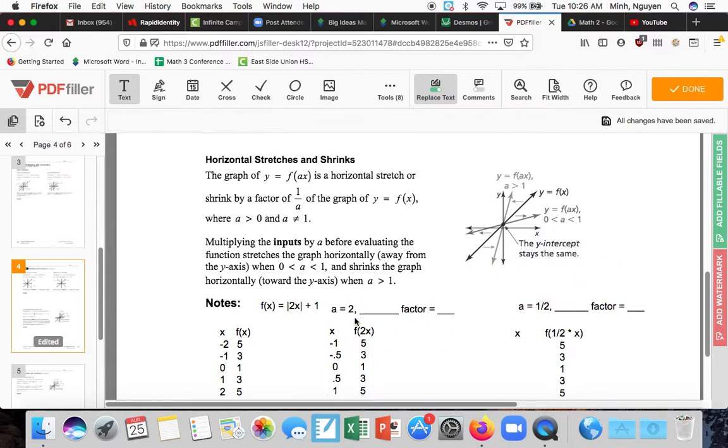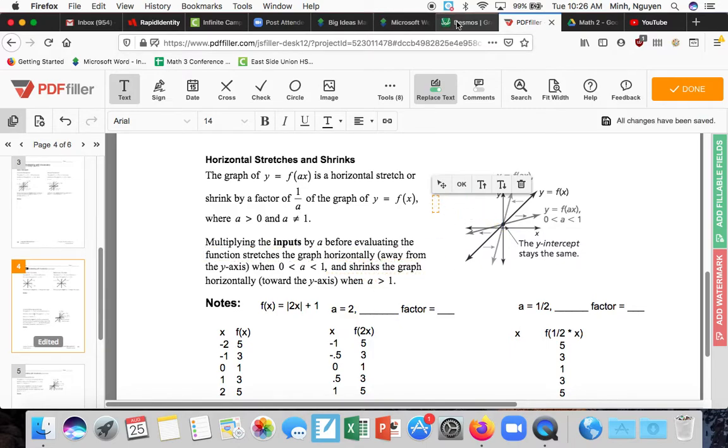So we're multiplying the inputs by a to get it back there, basically, to get it back to our starting function. So this is a factor of 2. A is 2, but the factor is 1 over a. Right? So I'm going slowly because this can be confusing. So since a is greater than 1, that's a shrink. So we're going to expect it to get closer to the y-axis.